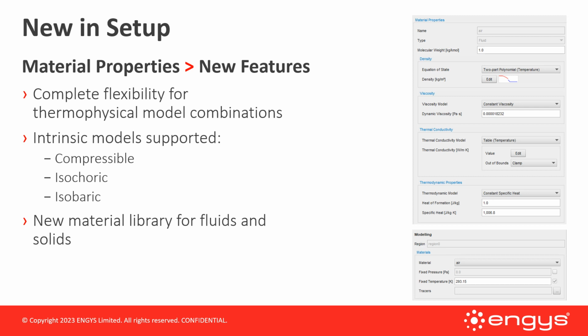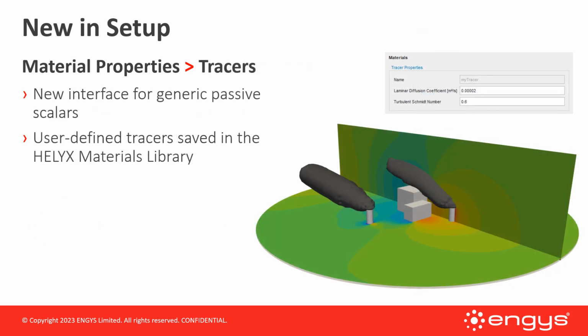In conclusion, the refactored material properties library in Elements version 4 provides a more streamlined and user-friendly interface, along with increased flexibility, enabling you to efficiently manage and customize material properties for your specific simulation needs. We also have a new interface for generic passive scalars, or tracers, as you can see in the image on the right. Any user-defined tracers can be saved in the Helix materials library.